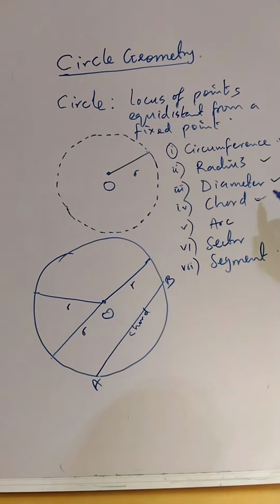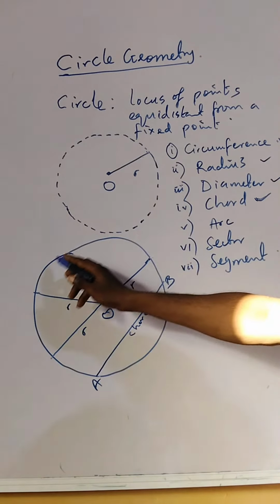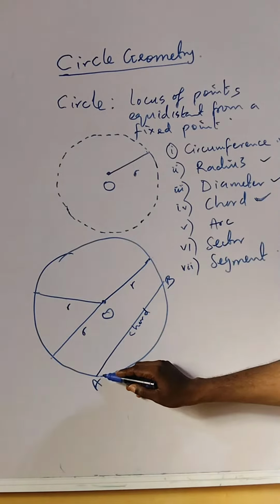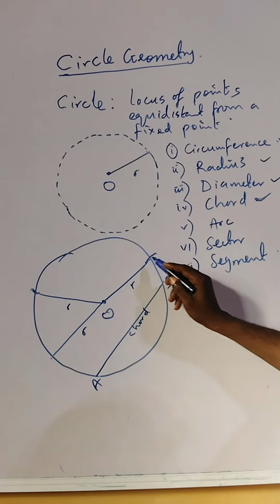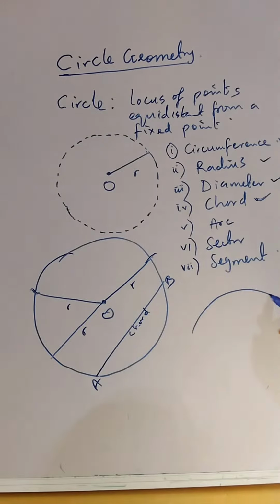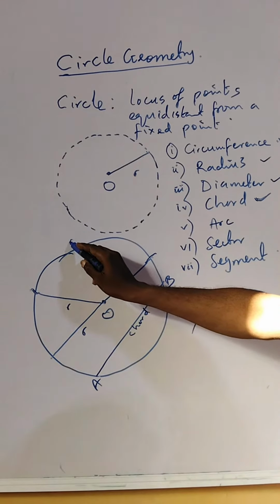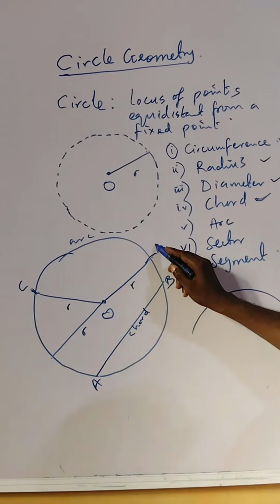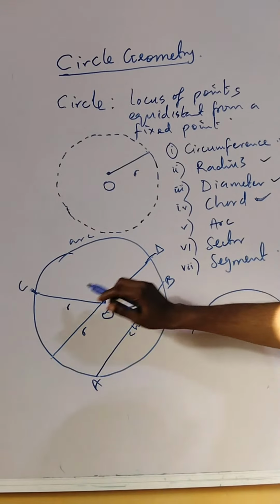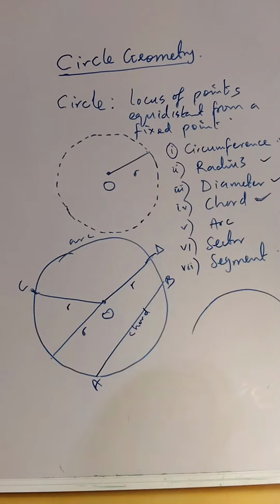So we have a chord, also an arc. What is an arc? An arc is a part of the circumference. When we cut any part of the circumference, that's an arc. Remember, this is circumference. So if you cut from here to this place, we call this an arc. If I call this C and this D, from C to point D is an arc. All right. So that is that.